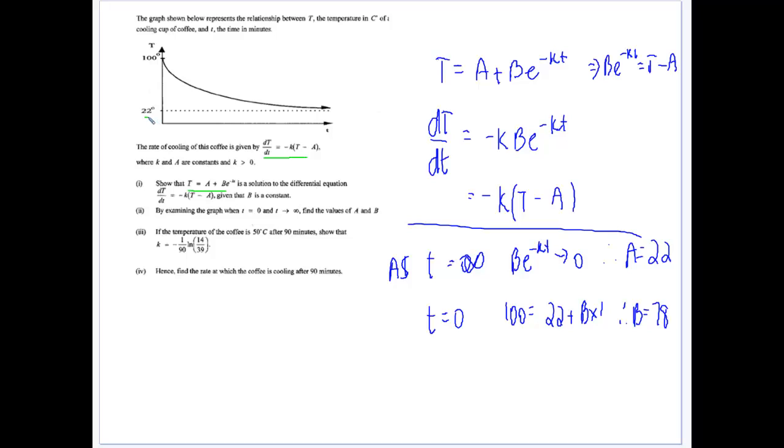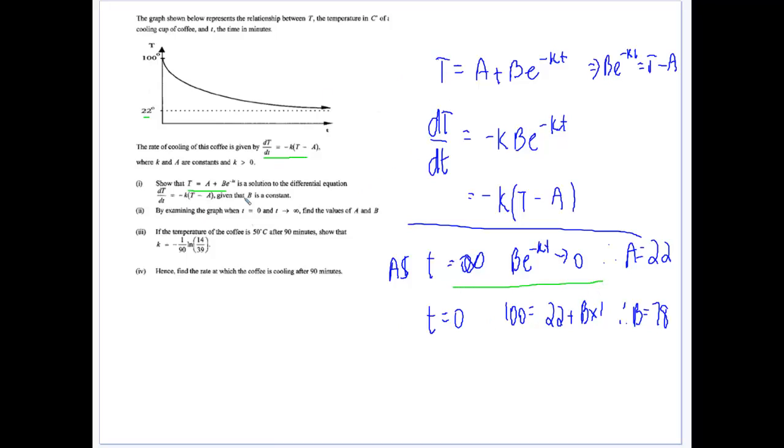That's when we start to get our idea that A is going to be 22, because that's the surrounding temperature. As t approaches infinity, that part starts to become 0. So T starts to approach whatever the value of A is. That's where we get the 22, and that's what we see in the official expression there.